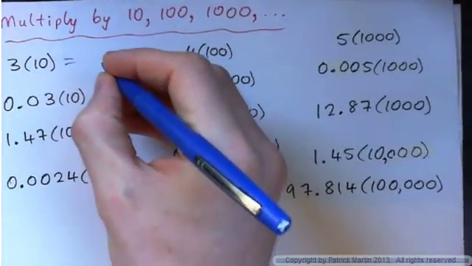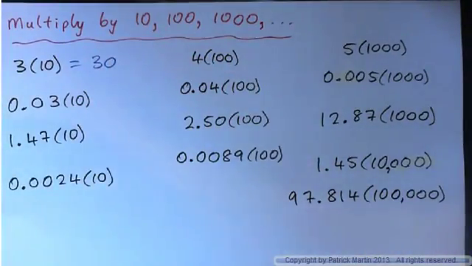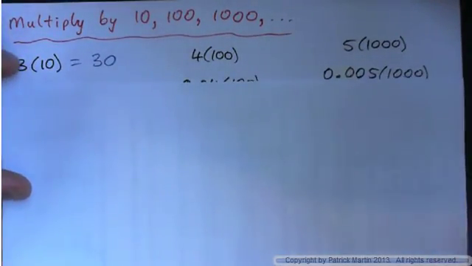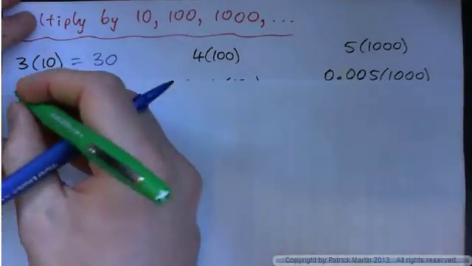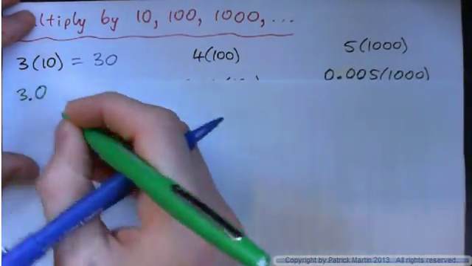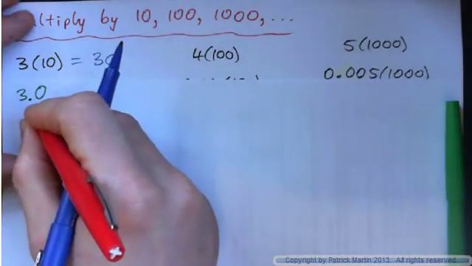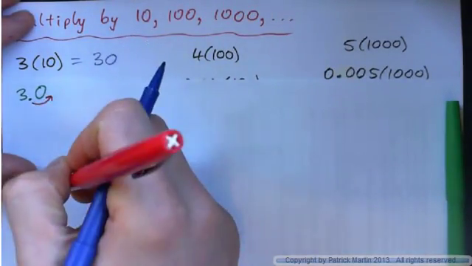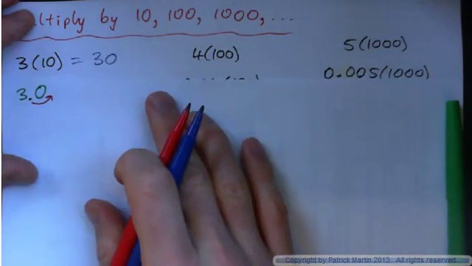Definitely 30, right? What happened though? What happened is we started with 3.0, because 3 is 3.0, isn't it? And when you multiply by 10, the decimal point goes one place to the right. See that? And you get 30, right?